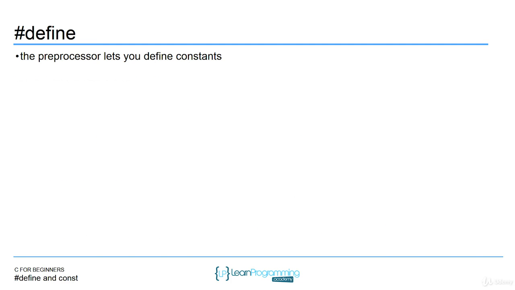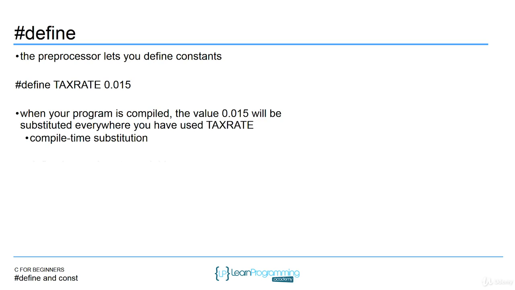One way you can define a constant in C is to use the define preprocessor directive. This preprocessor directive lets you define constants, and I actually used it in a couple of programs. I'm now trying to help explain it. So if you wanted a tax rate that was a constant, you could say define with the pound sign before it. We know it's a preprocessor directive because of the pound sign. And then we would say the name and then the value. When your program is compiled, the value 0.015 is going to be substituted everywhere you have used tax rate. Just like a variable, but it's actually not a variable.